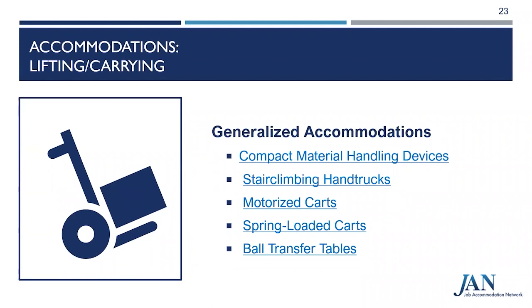To begin, likely my go-to accommodation option for lifting or carrying limitations would be a compact material handling device. A simple way of thinking of these products is that they are similar to moving dollies, but they have added functionality. One of those added features is that the small platform the box or other items are cradled on by the device can be moved up and down the height of the dolly. Some do this via hydraulic foot pumps, others via electronic motors.